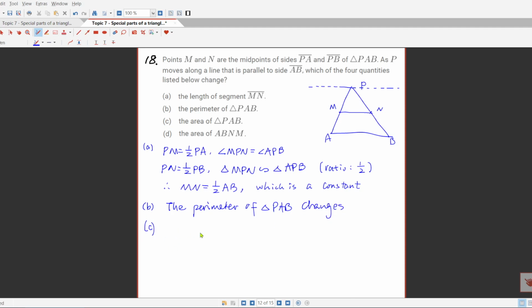And question C, the area of triangle PAB is given by 1/2 of AB times D, where D is the distance from point P to AB, right? But the length of the base AB is fixed. And since P moves parallel to AB, so is D. Therefore, if AB is a constant, D is also a constant, then the area of PAB is a constant, right? Does not change.